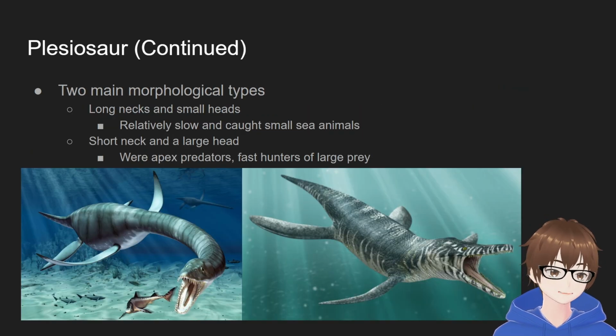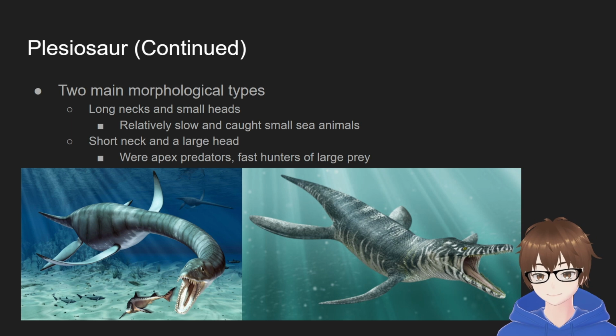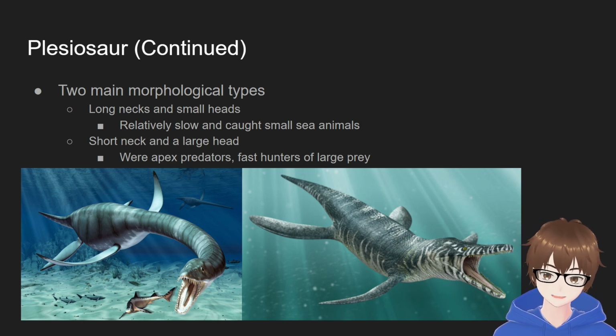So we have some pictures here of plesiosaurs. There are two main morphological types of plesiosaurs. First, to my very far left, there's the long neck, small head type, which were relatively slow and caught small sea animals or creatures. Then, to my immediate left, we have more of a crocodile-looking one that had a short neck and large head, and these were apex predators, fast hunters of large prey.